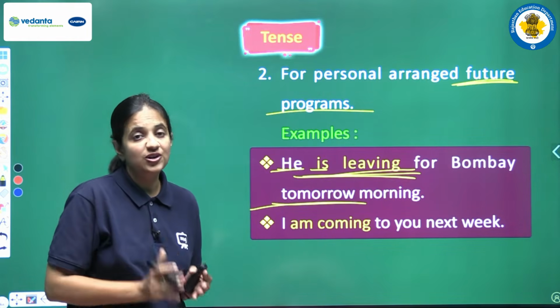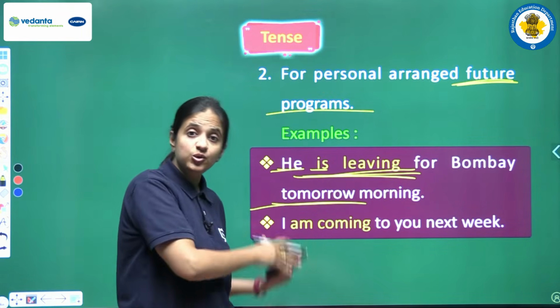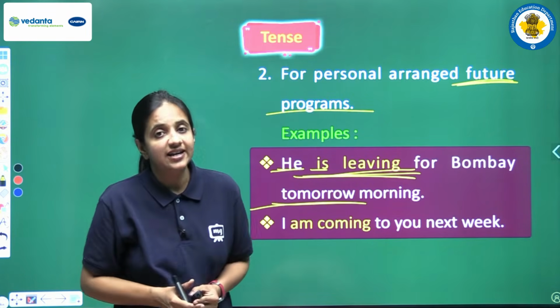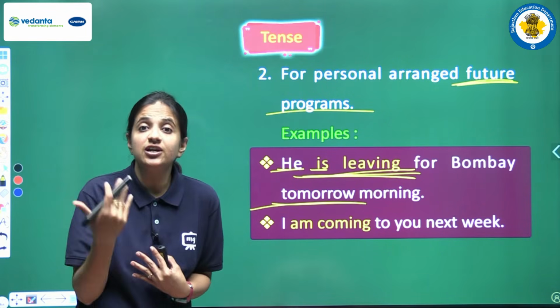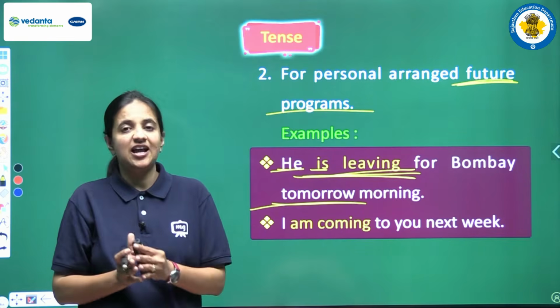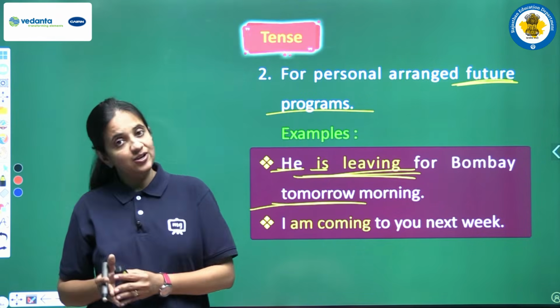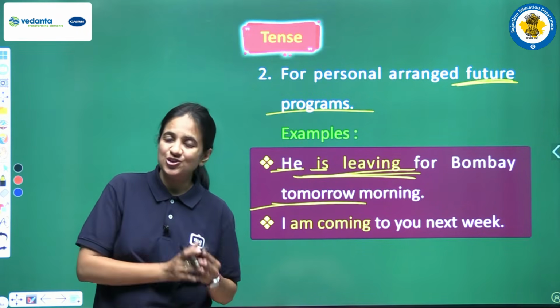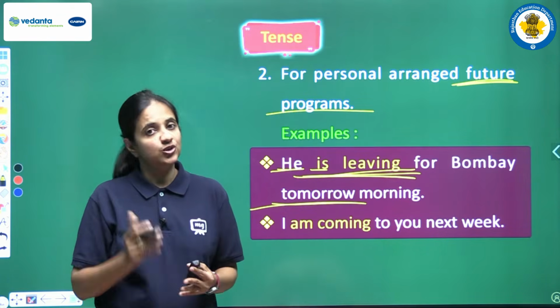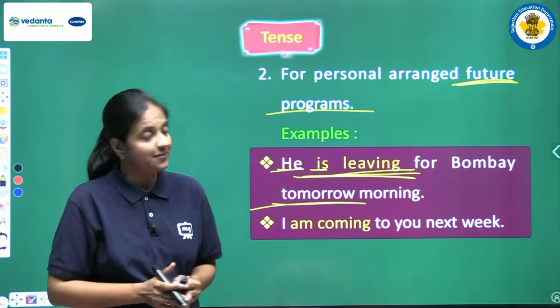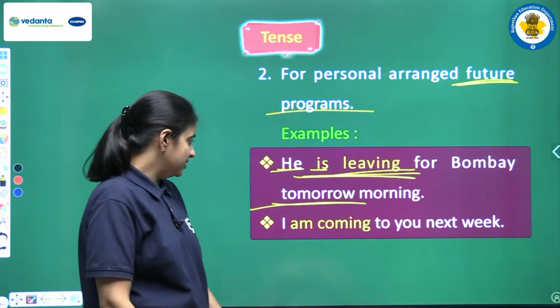You have to learn this thing, that we can use present continuous tense in the sentences that are showing the future program. Okay, so yes, sometimes in some cases we can use present continuous tense to show some future programs, to show some future events. Okay, second, we can see an example here.